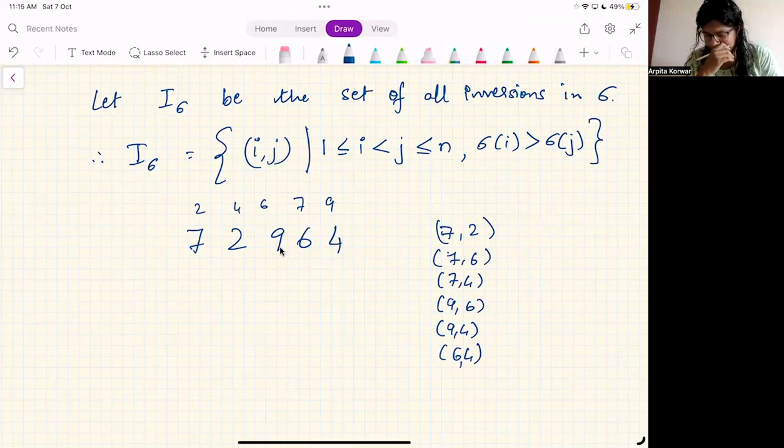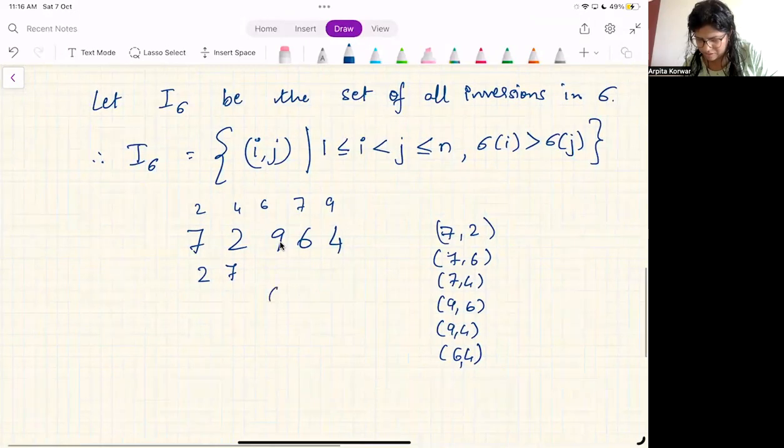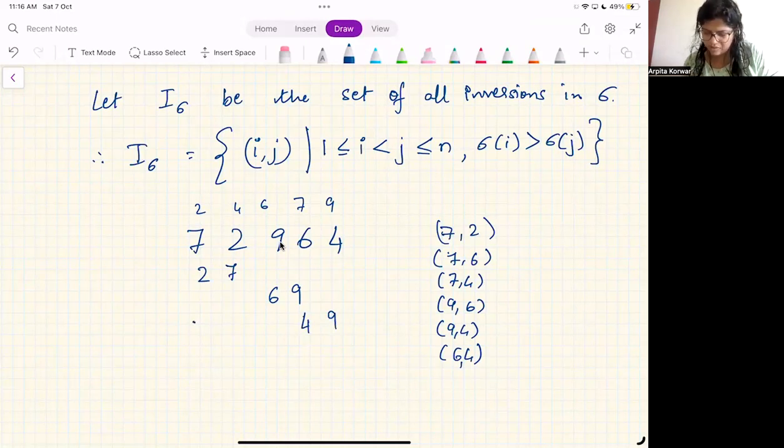I'm just going to write the swaps. So you look at this. Then 7 and 2 you compare, you exchange 2 and 7. 2 and 9 you keep as it is. 9 and 6 you change to 6 and 9. And then 9 and 4 you swap and make it 4 and 9. So now it is 2, 7, 6, 4, 9. So there are 1 swap, 2 swaps, 3 swaps, correct?